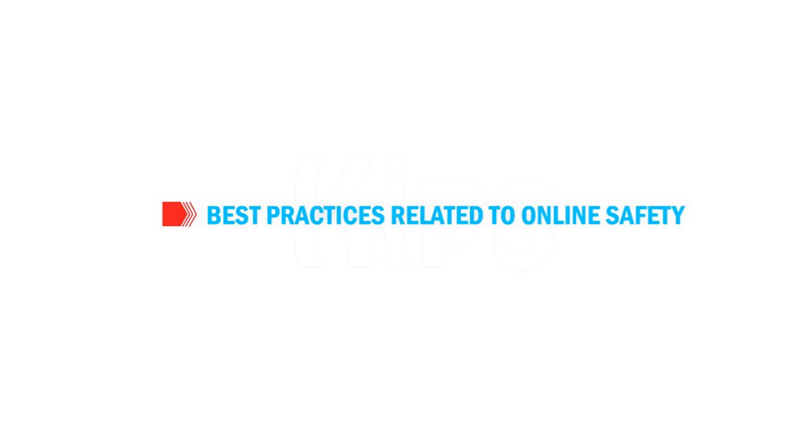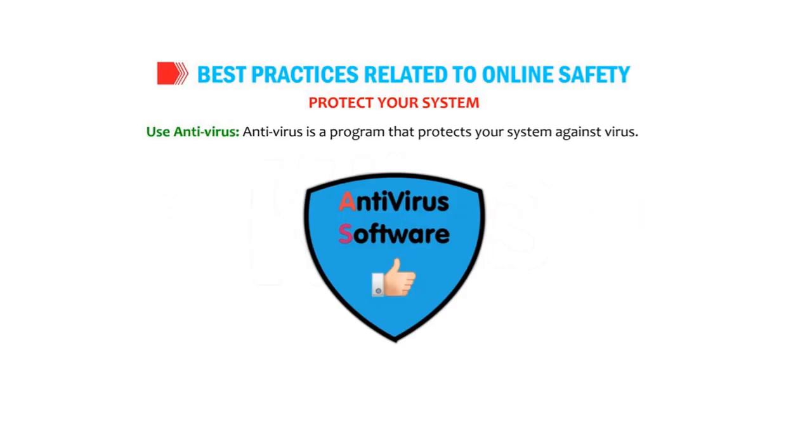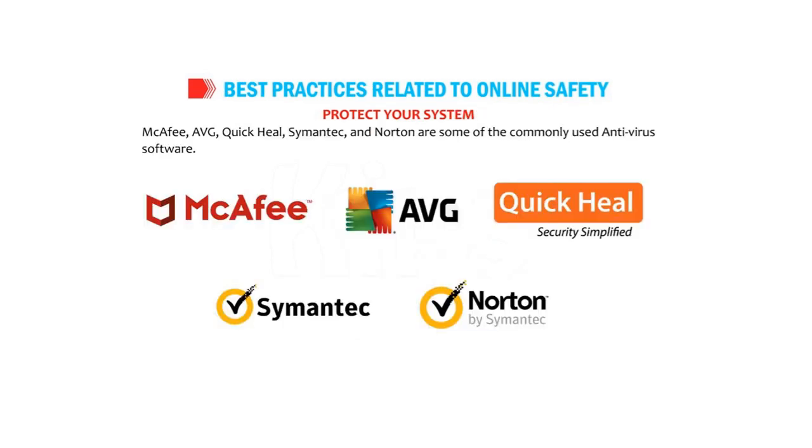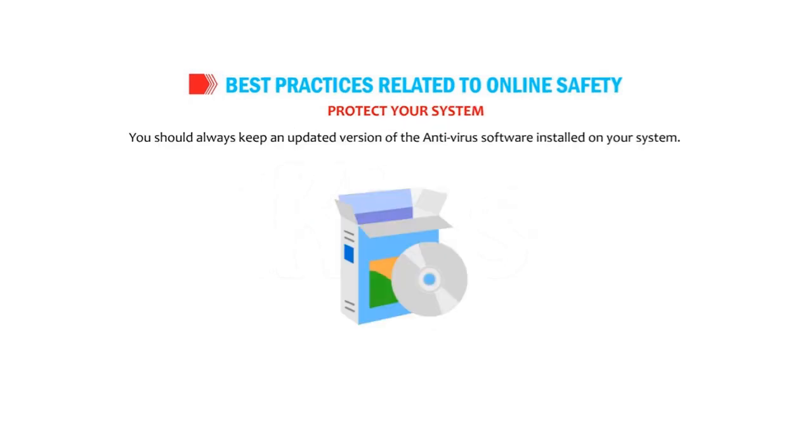Now, let's understand the last topic, best practices related to online safety. So, first one is protect your system. For protecting your system, use antivirus. Antivirus is a program that protects your system against virus. It identifies, prevents and removes viruses from a computer. McAfee, AVG, Quick Heal, Symantec and Norton are some of the commonly used antivirus software. You should always keep an updated version of the antivirus software installed on your computer system.